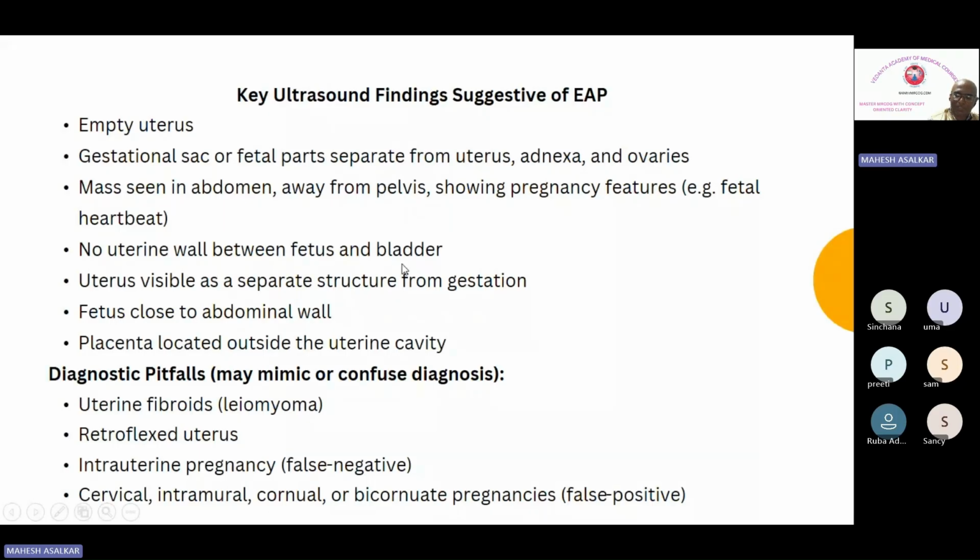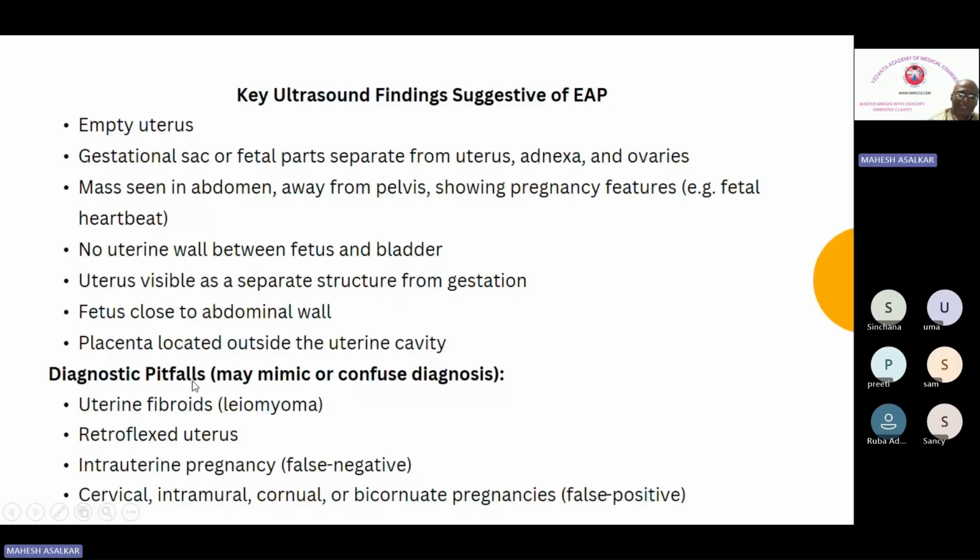So normally, when you scan transabdominally, you see the maternal bladder, you see the fetus, and in between there is a uterine wall. This uterine wall is absent between the fetus and the bladder in abdominal pregnancy. Then the uterus is visible as a separate structure from the gestation. The fetus is close to the abdominal wall and the placenta is located outside the uterine cavity. So these are the diagnostic features on ultrasound for abdominal pregnancy.